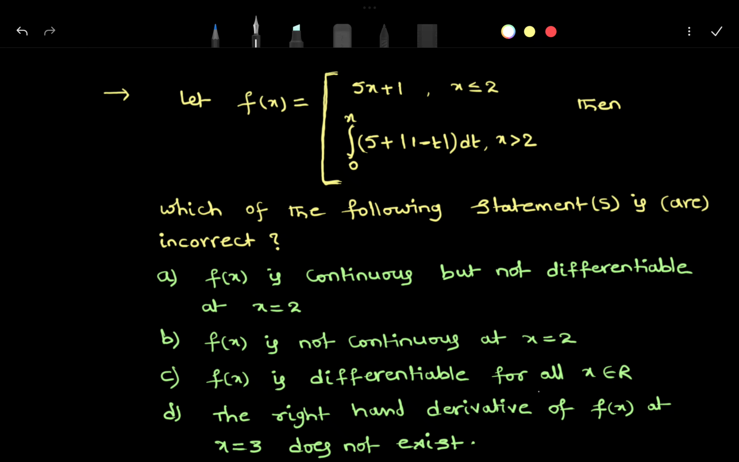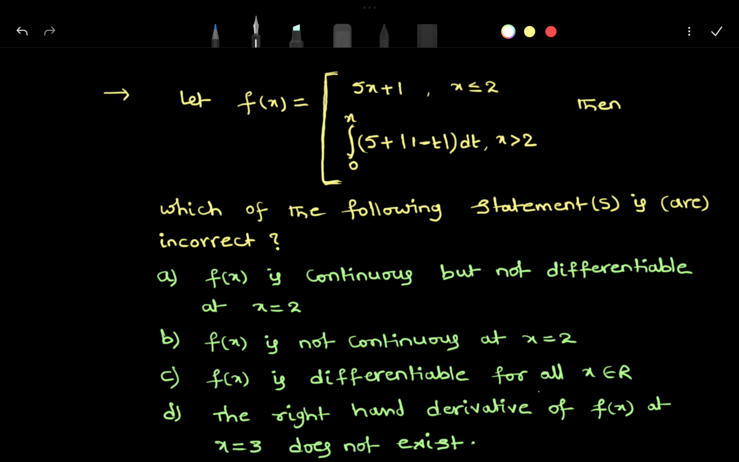In this video, we are going to discuss a very important multi-conceptual question. Let us see the given question. f(x) is equal to, here two cases are given: 5x plus 1 if x is less than or equal to 2, and integration from 0 to x of 5 plus modulus of 1 minus t dt if x is greater than 2. Then which of the following statements is incorrect?